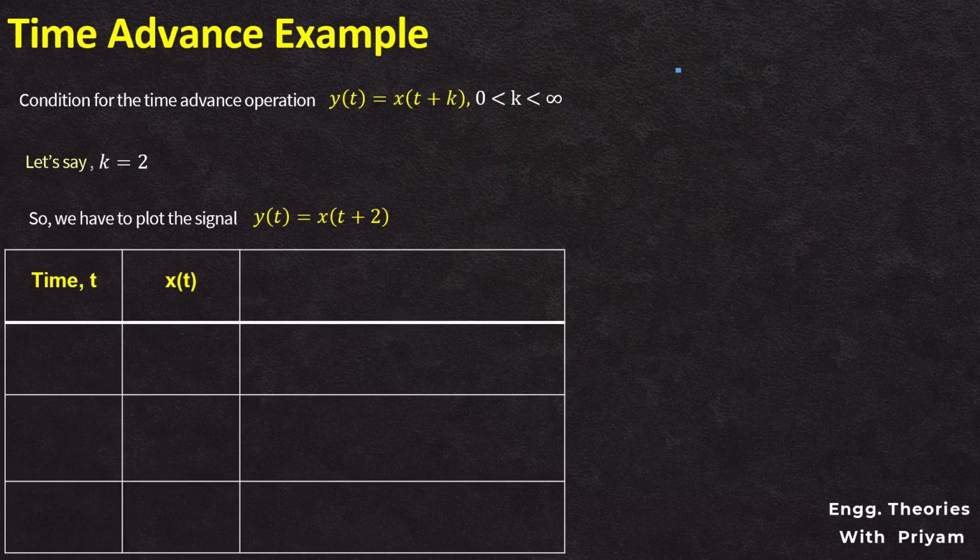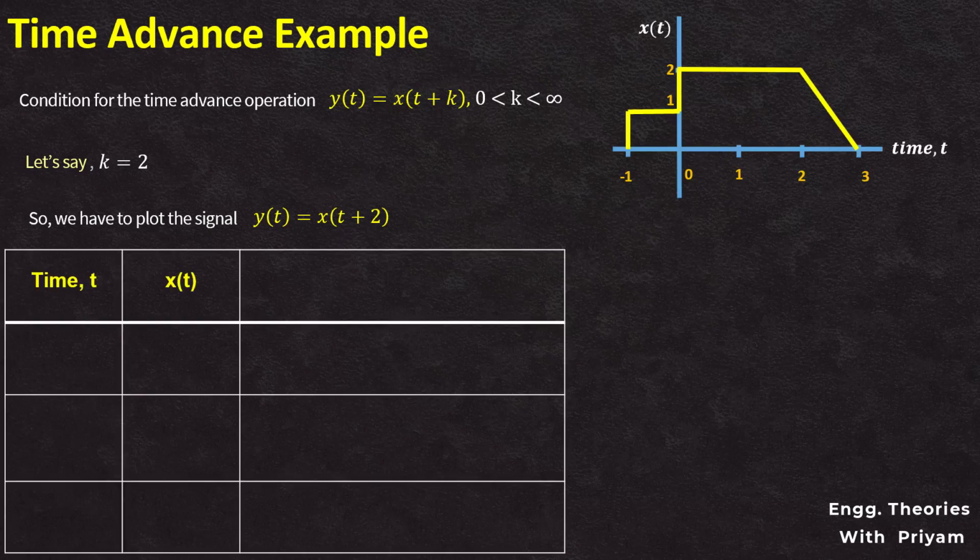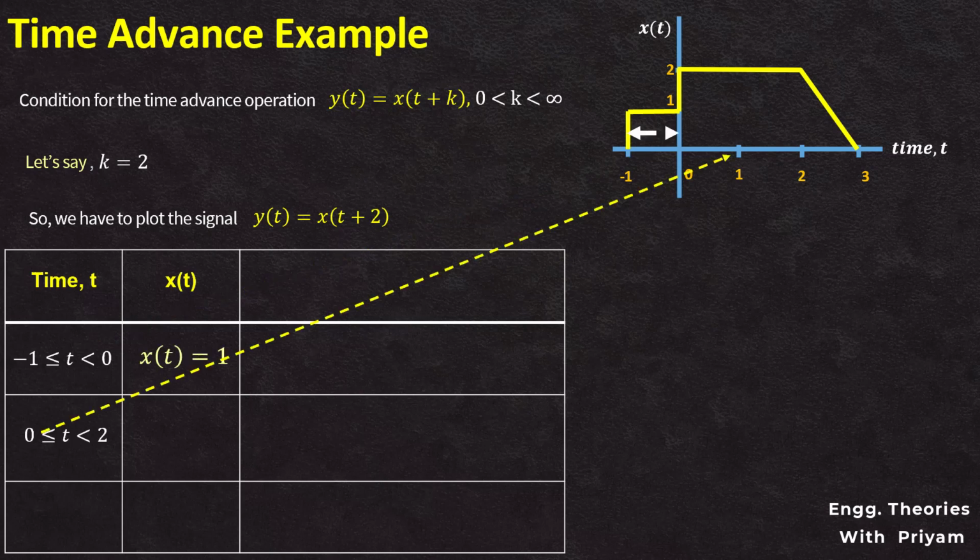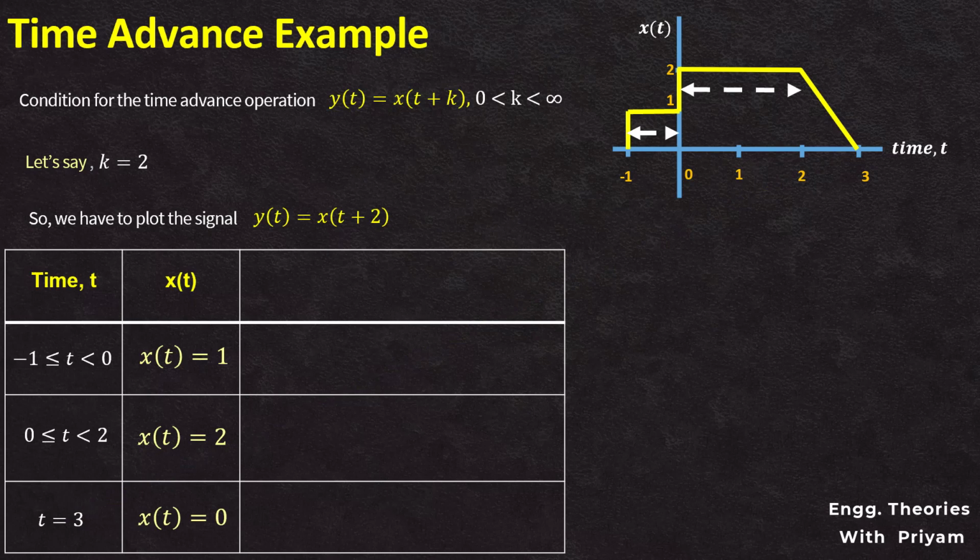Now we will make a table for observing the different values of the signal x(t) at different time instants. When the time t is greater than or equal to minus 1 and less than 0, then the value of the signal x(t) is equal to 1. When the time t is greater than or equal to 0 and less than 2, the value of the signal x(t) is equal to 2. When the time is equal to 3, then the value of the signal x(t) is equal to 0.